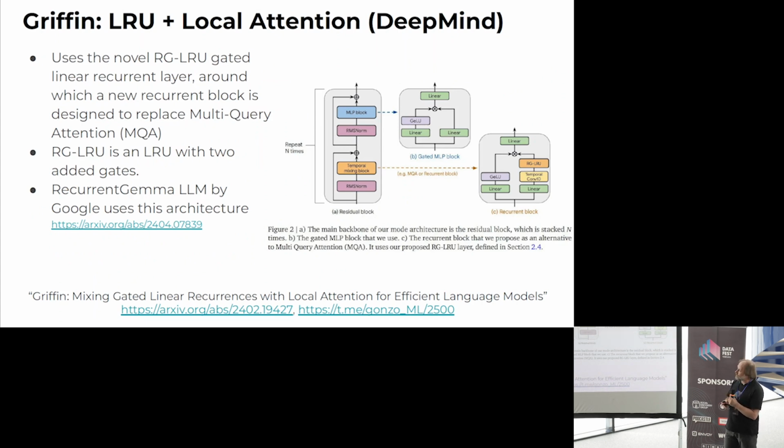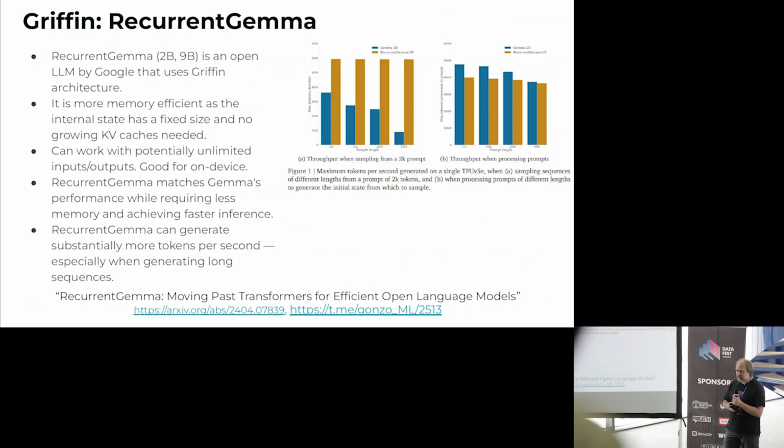Griffin is a hybrid of these linear recurrent neural networks and local attention. And Griffin is a kind of production-like architecture. Google just published a model called RecurrentGemma. It's available in two sizes, 2 billion and 9 billion parameters. Not really large, like hundreds of billions, but it's good. It's comparable to ordinary Gemma. If you know, ordinary Gemma is Google's open LLM, which is very competitive to, say, open source Llama.